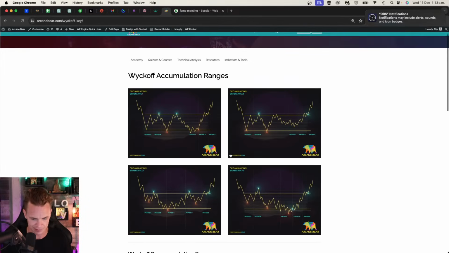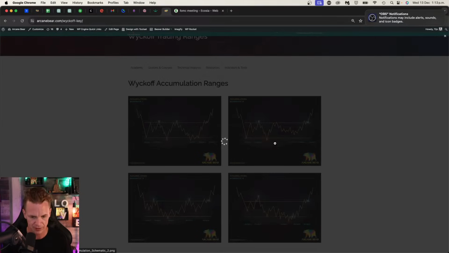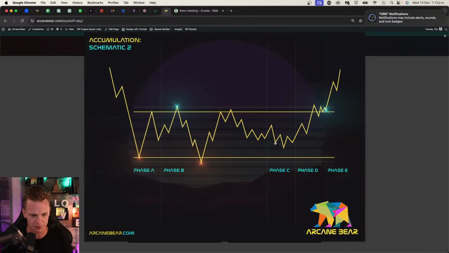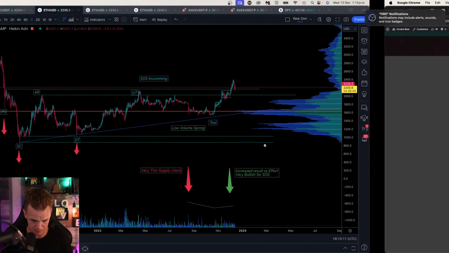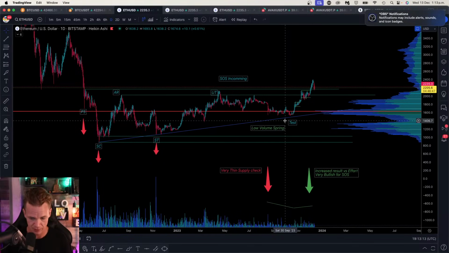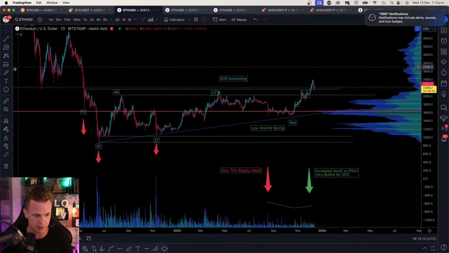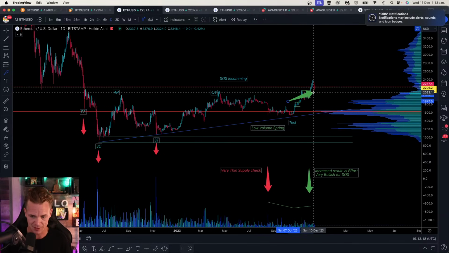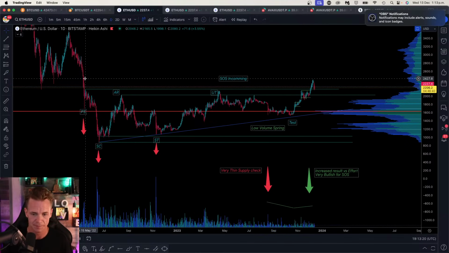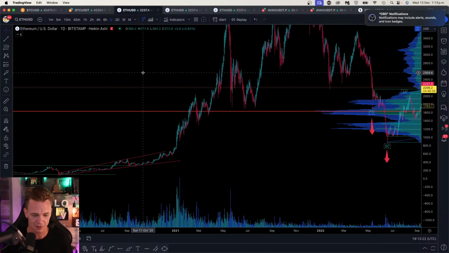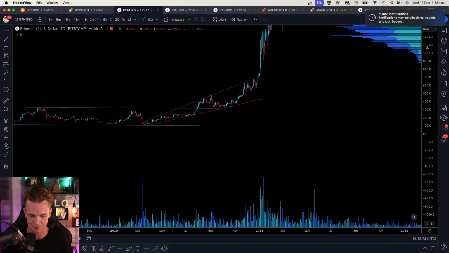But more importantly, let's go back to our reaccumulation channels. So Wyckoff accumulation schematic number 2, where phase C never comes down to touch the bottom of the range, is what I believe we saw for Ethereum. Now it looks like Ethereum made its first little SOS and portion of its backup phase. Now let's just for fun go back all the way here to see what Ethereum did last time.